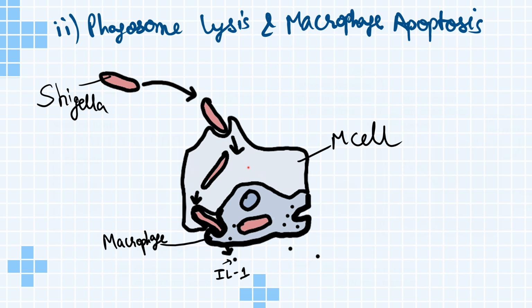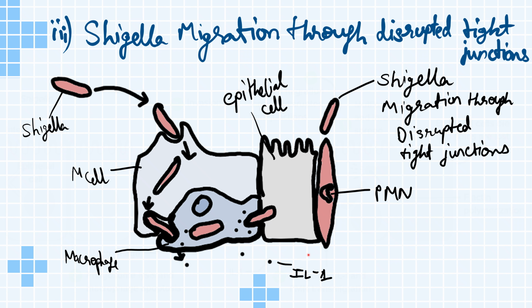After getting engulfed by M cells, it reaches the underlying macrophages. Normally, the function of macrophages is to destroy bacteria by phagocytosis, but Shigella escapes the destruction by lysing the phagosome before lysosomal fusion can occur. It then induces macrophage apoptosis, leading to release of cytokines such as interleukin-1. This interleukin-1 recruits neutrophils, and this leads to inflammation in the intestinal mucosa.